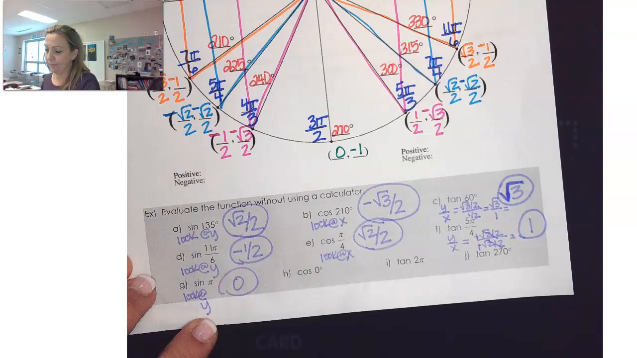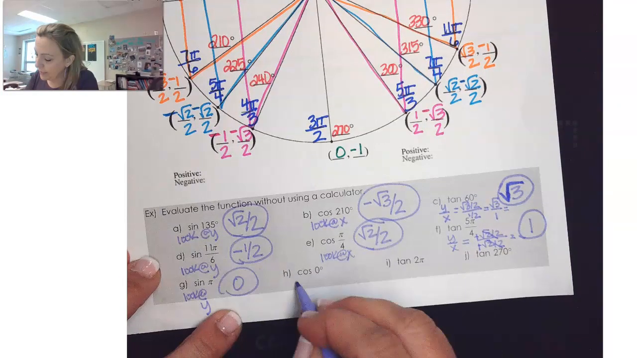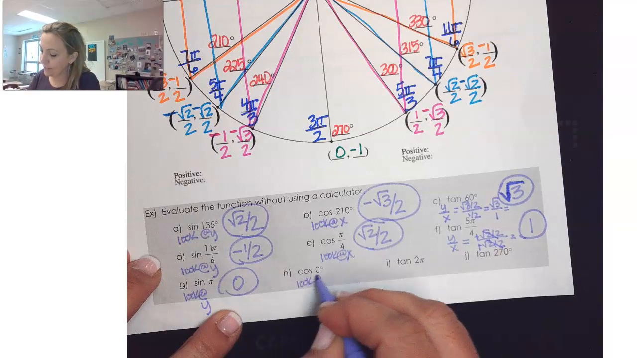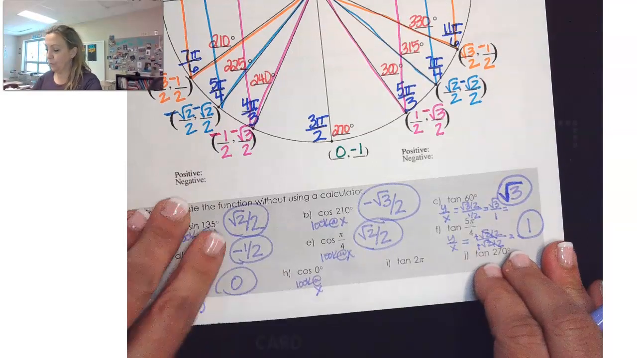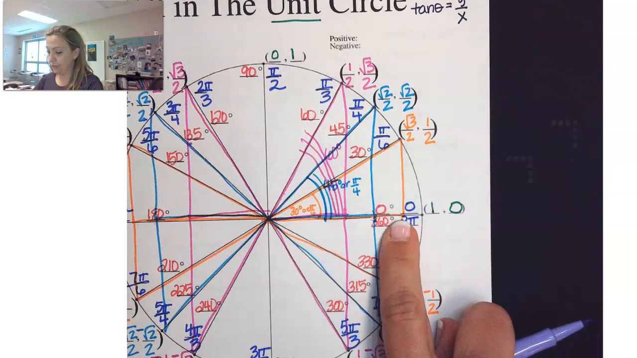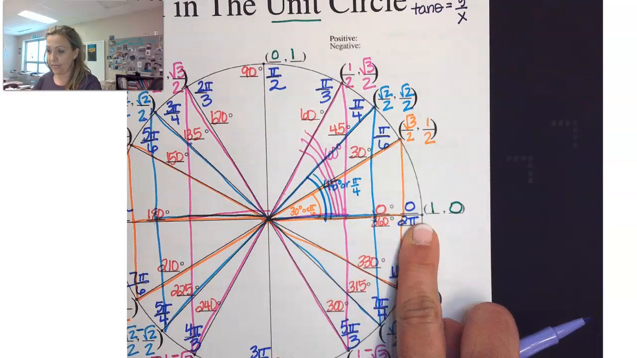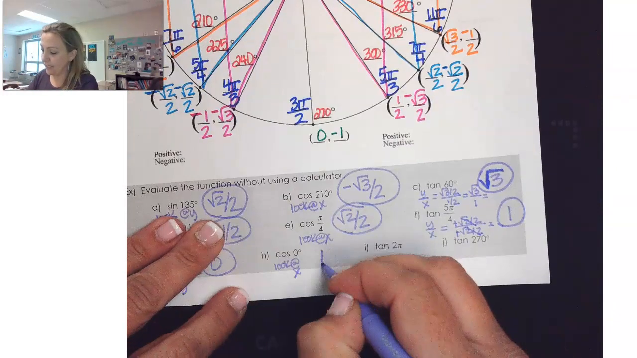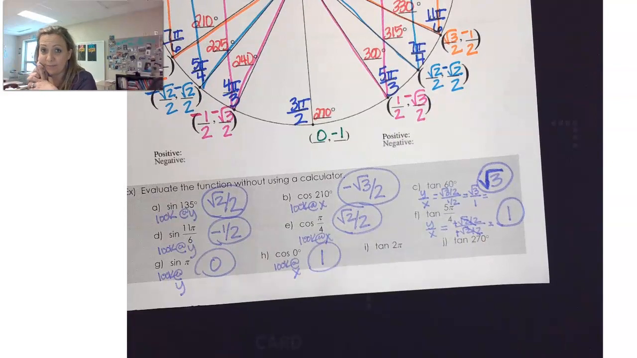The sine of pi is 0. How about the cosine of 0? For the cosine of 0, we're going to look at the x coordinate. So we go to 0 degrees. We look at the x coordinate, which is 1. The cosine of 0 degrees is 1.